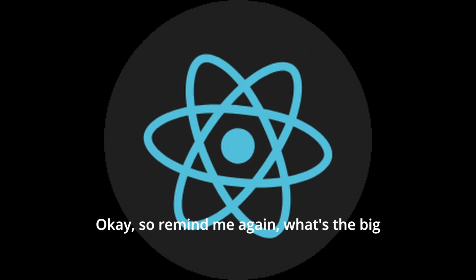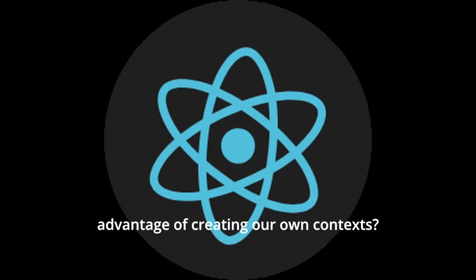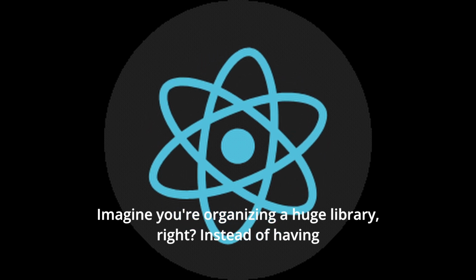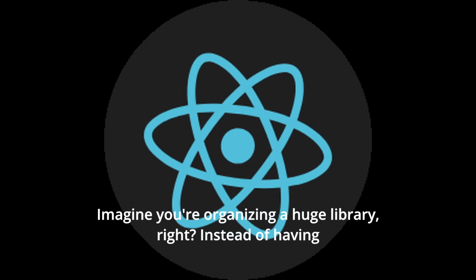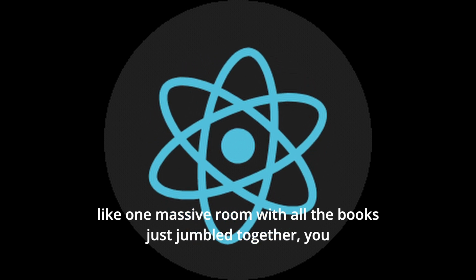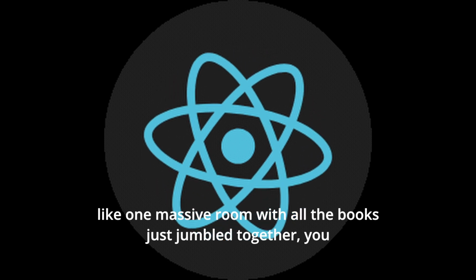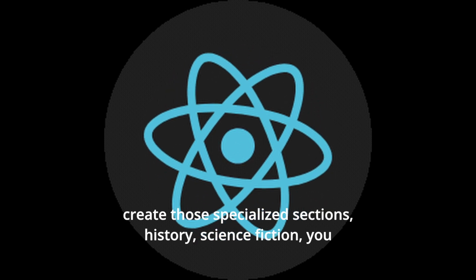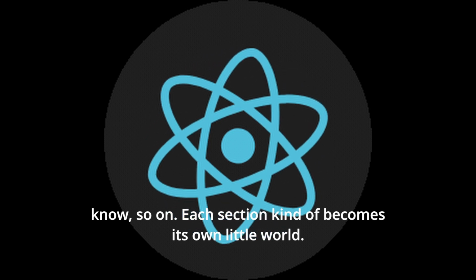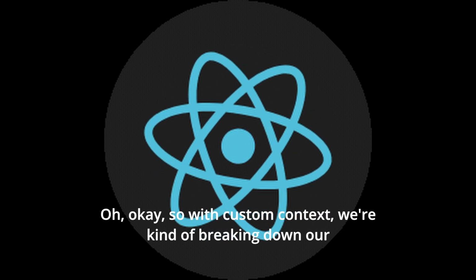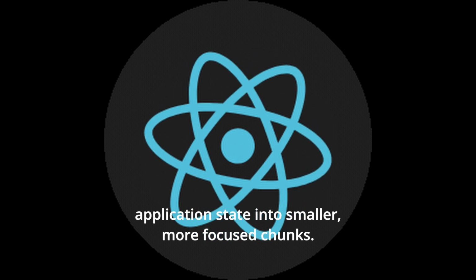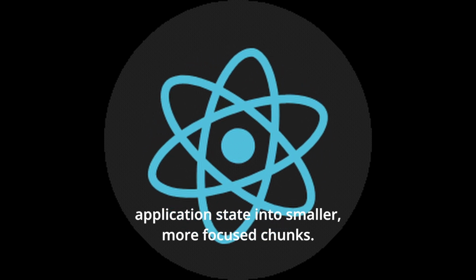Okay, so remind me again, what's the big advantage of creating our own contexts? Imagine you're organizing a huge library. Instead of having one massive room with all the books just jumbled together, you create specialized sections: history, science fiction, and so on. Each section becomes its own little world. Oh, okay. So with custom context, we're breaking down our application state into smaller, more focused chunks.